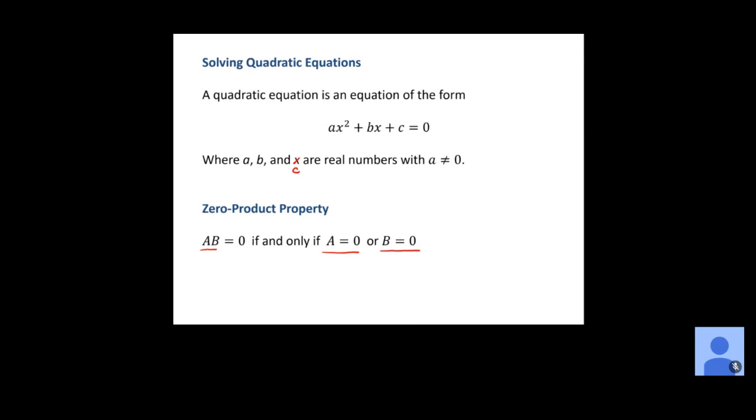The reason that's going to be useful is because we're going to do some factoring. We're going to end up with multiple factors that are multiplied together. And this zero product property then tells us that one of those two factors is going to have to be equal to 0 to make the product equal 0. So that's how we're going to solve quadratic equations now.